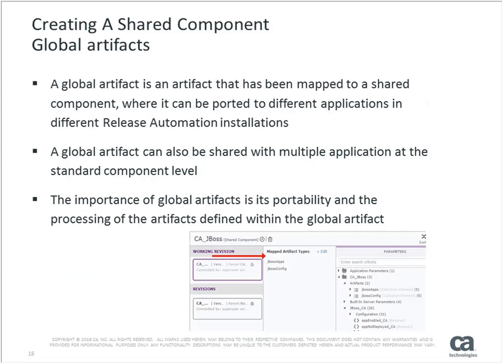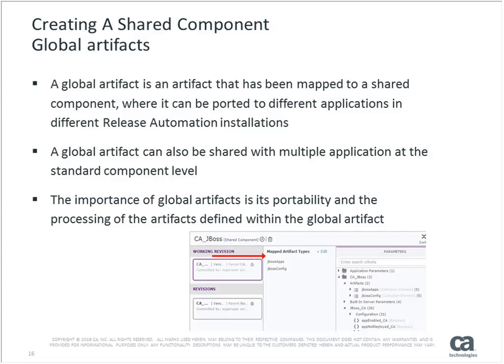And what exactly is a global artifact? Because I keep mentioning this particular word. A global artifact, as you can see described here, is an artifact that has been mapped to a shared component, which can then be ported to different applications in different release automation installations. What do I mean by that? As I'm showing you right there with the arrow, a global artifact is basically registered and configured to be used with a shared component.